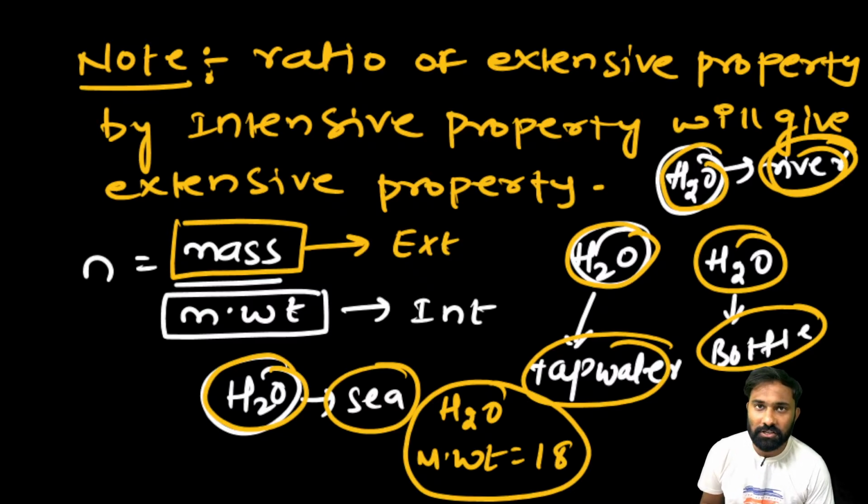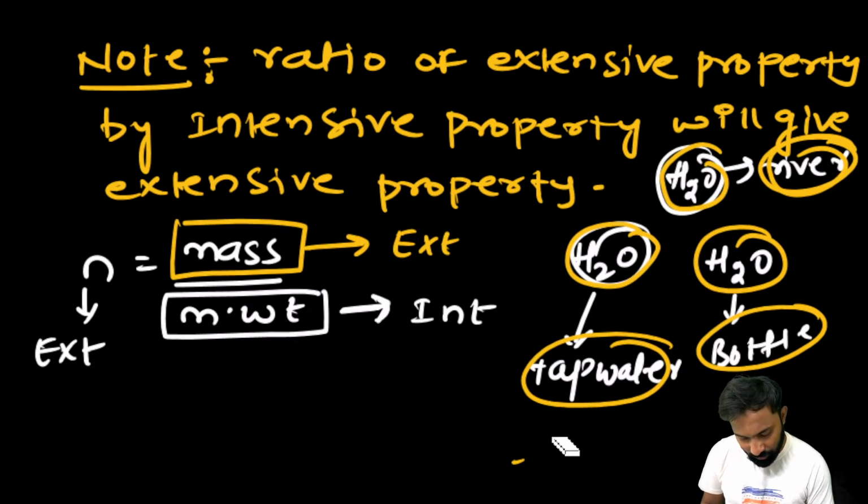Clear? Whatever the different sources I take, the H2O molecular weight is fixed. It is not at all changing. Different sources, molecular weight of H2O is fixed, 18. Done? So the fixed property comes under the intensive. See, the ratio of extensive by intensive will give you the extensive property. Number of moles comes under the extensive property, right? Clear? And the next example, I will give you.